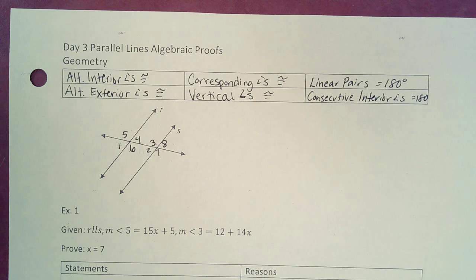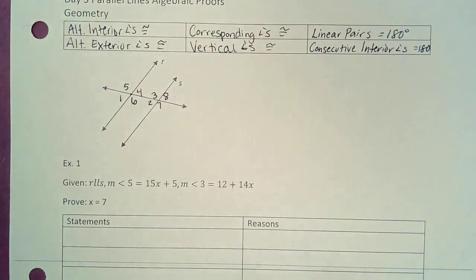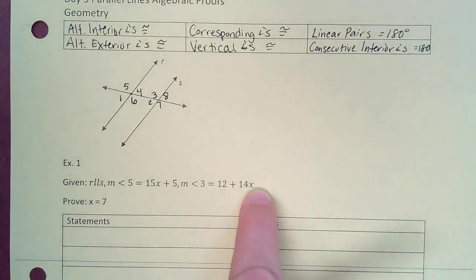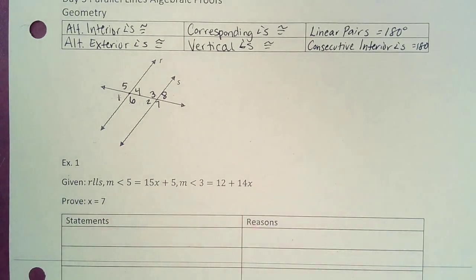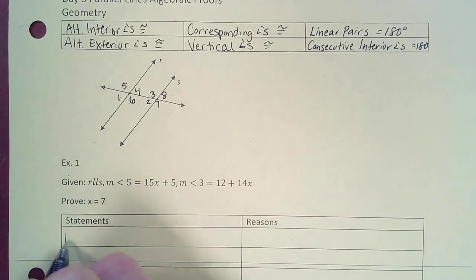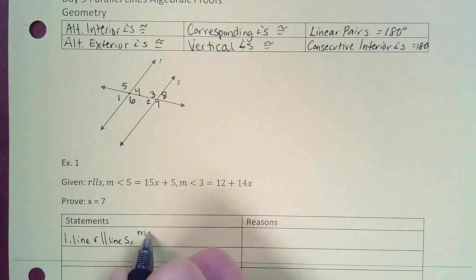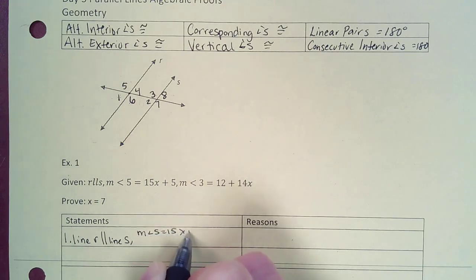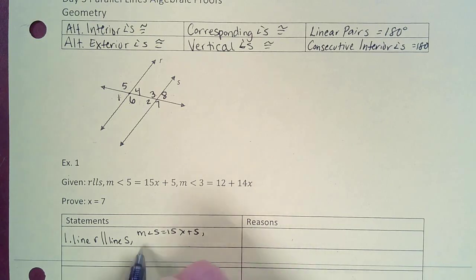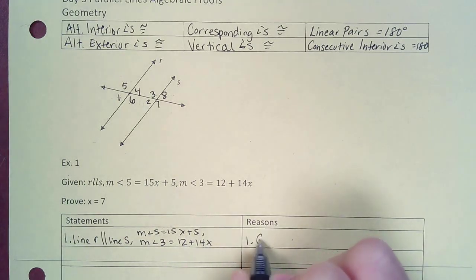Let's use this image for the next two problems. Example 1. So here's our entire given. If we remember back to last unit, our entire given needs to go on line 1. So R is parallel to S. That's line R. So we could write the word line R is parallel to line S if we wanted to, or just write it as it was given. Measurement of angle 5 equals 15x plus 5. And measurement of angle 3 equals 12 plus 14x. Reason, that's our given.